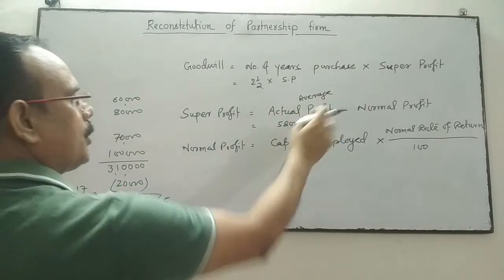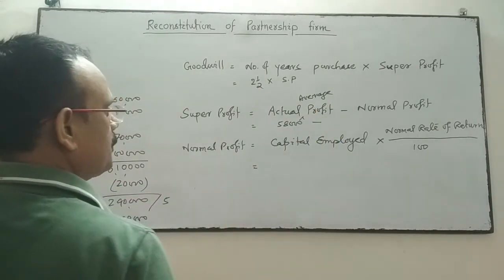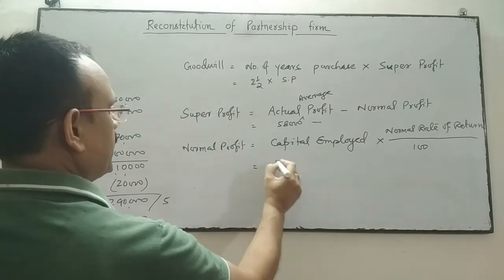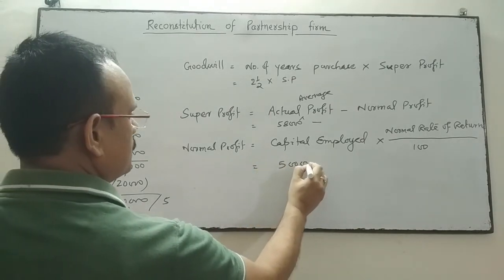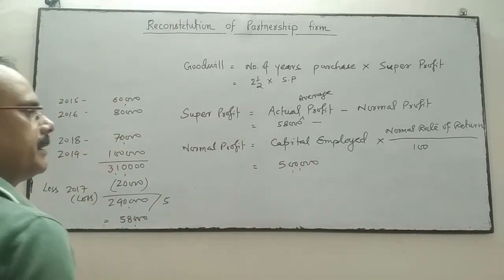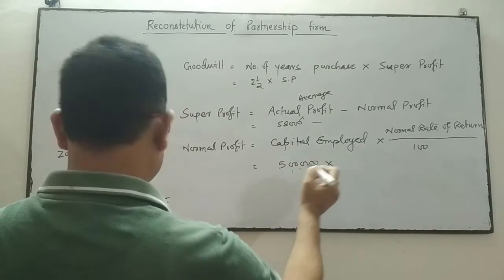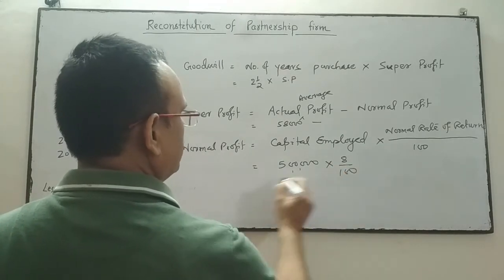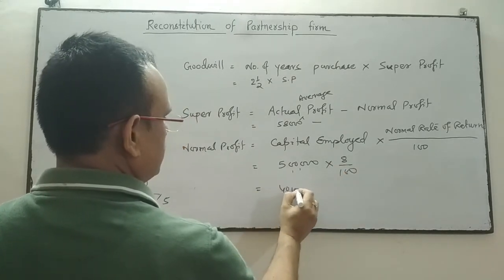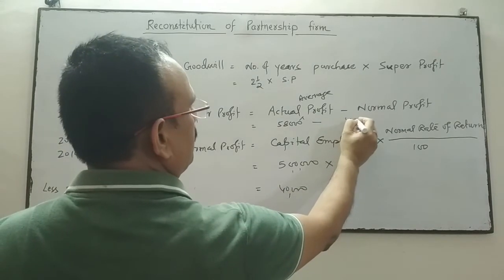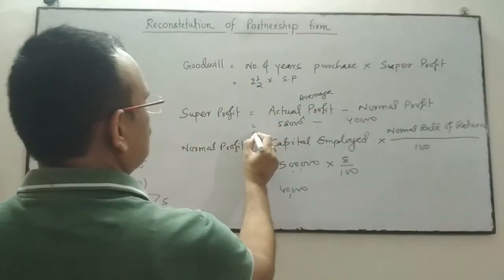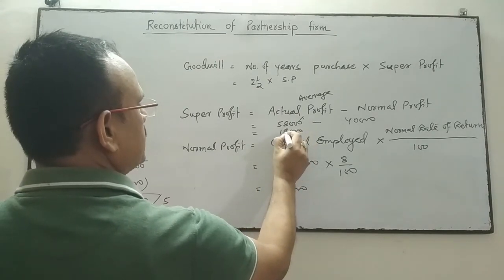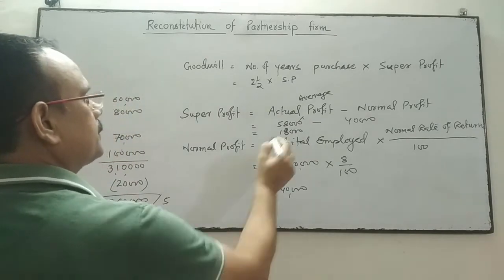Minus, now come to the normal profit. Normal profit is equal to capital employed. Capital employed in the business as on 31st March 2019 is 5 lakhs, into normal rate of return of 8%, 8 by 100. So it is 40,000. So normal profit is 40,000, and the super profit is 18,000.